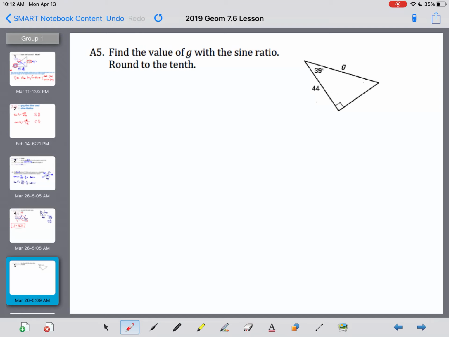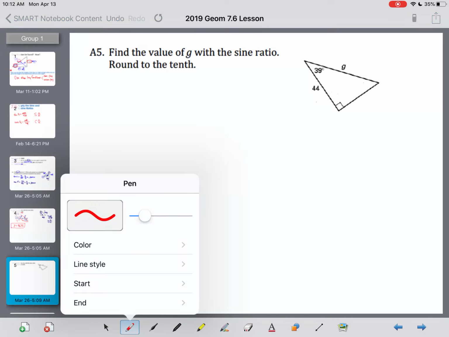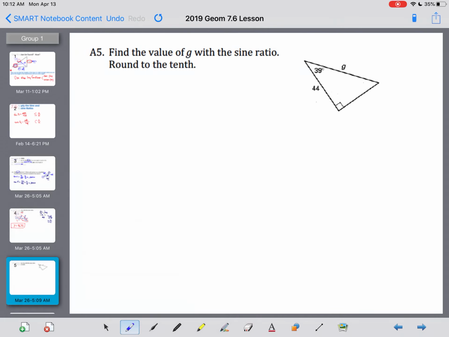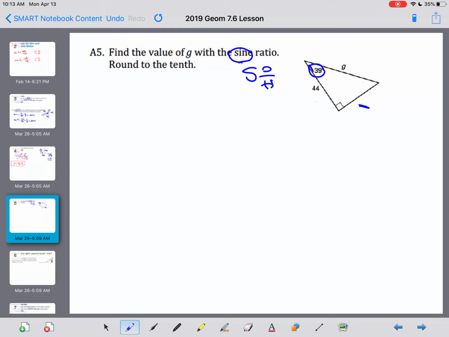Moving on here, A5 is another problem dealing with the sine ratio. So let me switch back over to the blue. I have the sine ratio, so again we're looking at opposite over hypotenuse. Here's my angle, and here's my opposite. And oh boy, I can't use this here. So let's hold off on this problem and continue with the lesson.